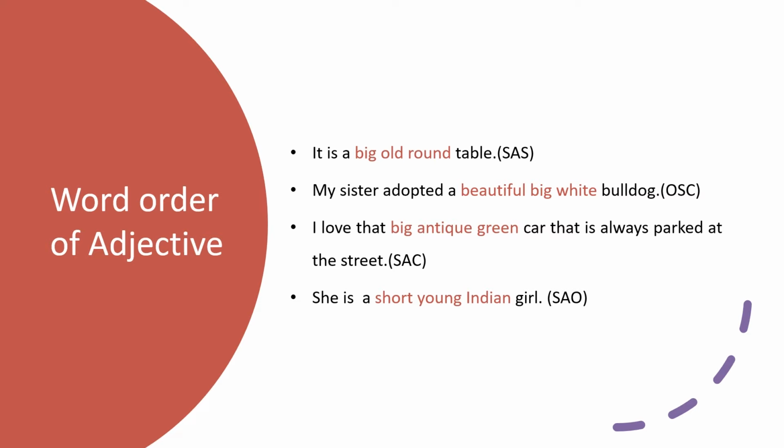In the last example, she is a short young Indian girl. You can see SAO is the formula which has been used. So short is size, young is age and Indian is the origin. So remember that you need to follow the formula OSASCOMP in order to use adjectives, and sometimes these rules can also be used when not all the adjectives have been used in the sentences.